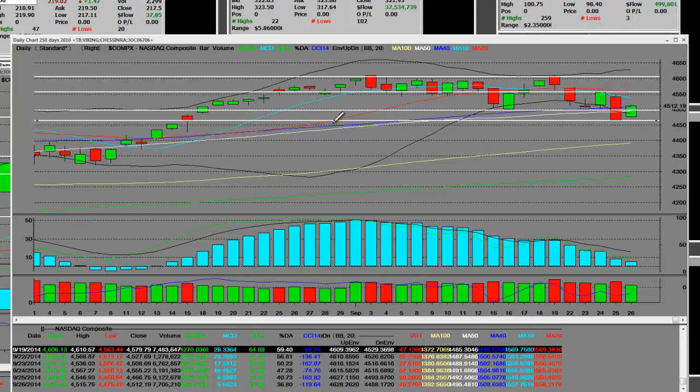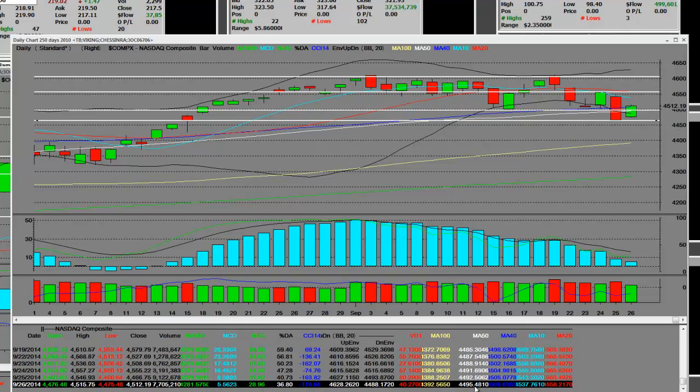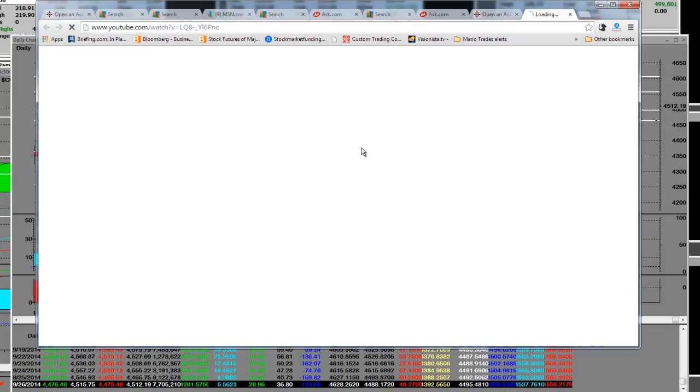The white line right here, that's a 50-day simple moving average. I'm going to give you that 50-day moving average right now. On 9/26, that 50-day is 4495.48. That's the 50-day simple moving average.